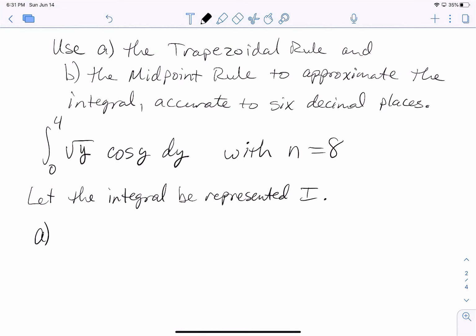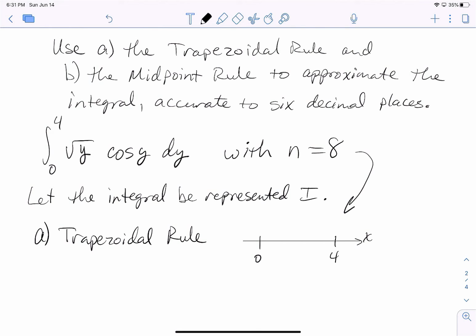All right, for part A, the trapezoidal rule, we need to know what our input values are. Our interval goes from 0 to 4, and if n is equal to 8, then I know that delta x is equal to 1/2, and our interval has endpoints of 0, 1/2, 1, 3/2, all the way up to 4.